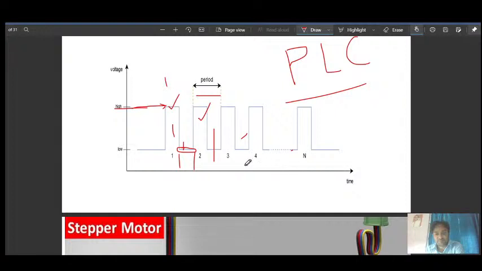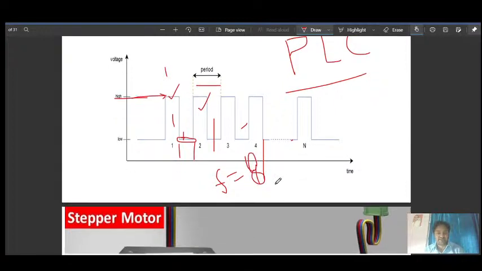So this one becomes your frequency. If 4 pulses are generated in 1 second, then frequency becomes 4. If 8 pulses are sent in 1 second, then in that case frequency becomes 8.